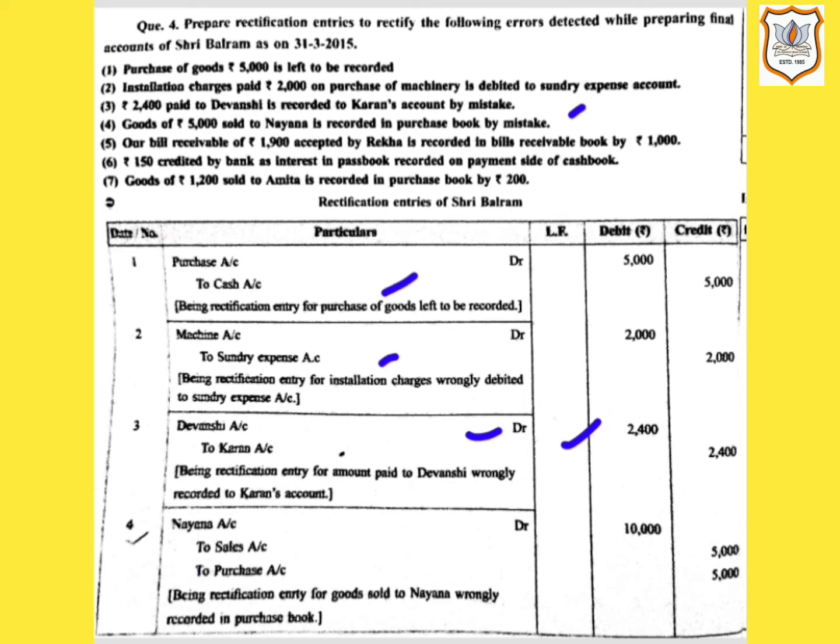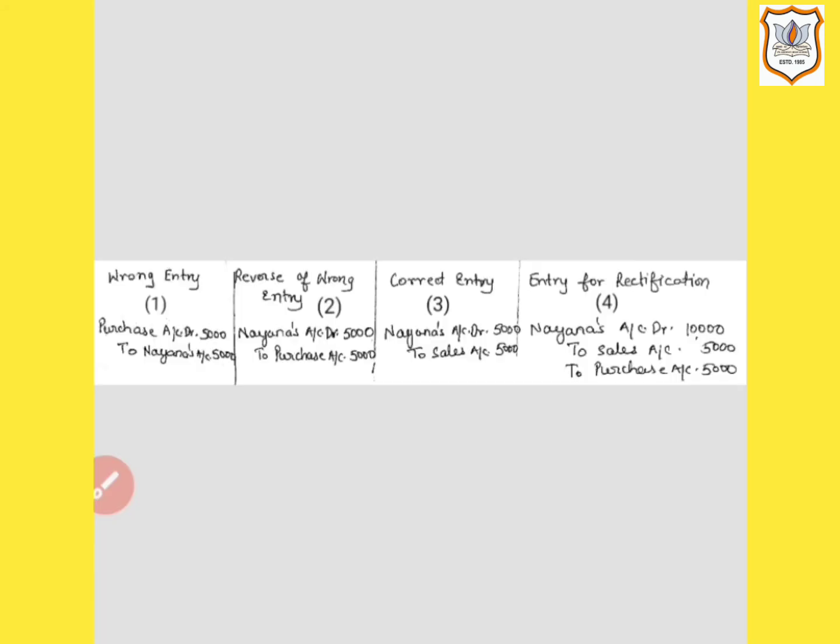Goods of rupees 5000 sold to Naina is recorded in purchase book by mistake. Let us see working note for this. So again, as you can see here, we will rectify such error in 4 steps. Here in step 1, first we will write the wrong entry which has actually been passed, that is purchase account is debited by mistake to Naina's account by rupees 5000.